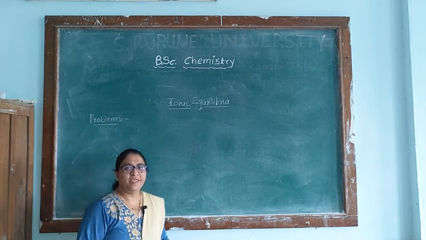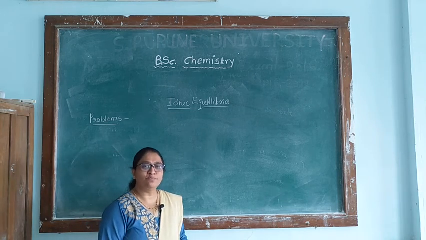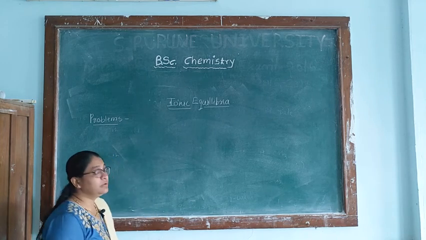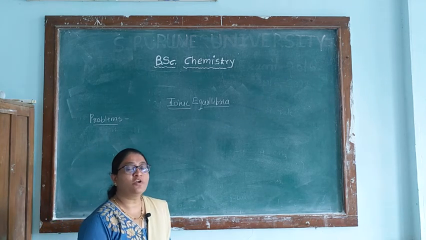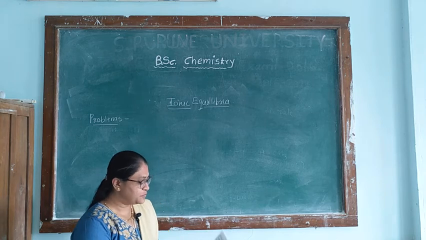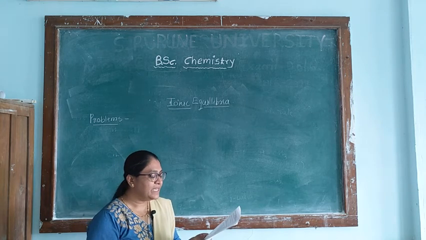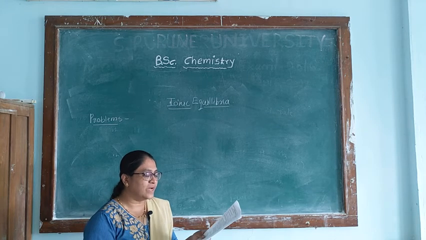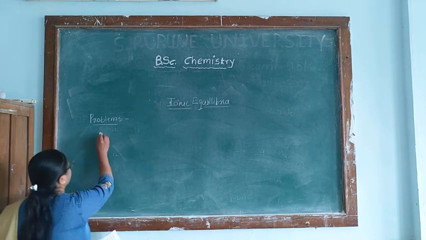Good morning everybody. In this lecture we are going to see some problems on the topic ionic equilibria. The first problem we are going to take on the topic of pH scale. So first problem, calculate the pH and pOH of 0.01 molar HCl solution.